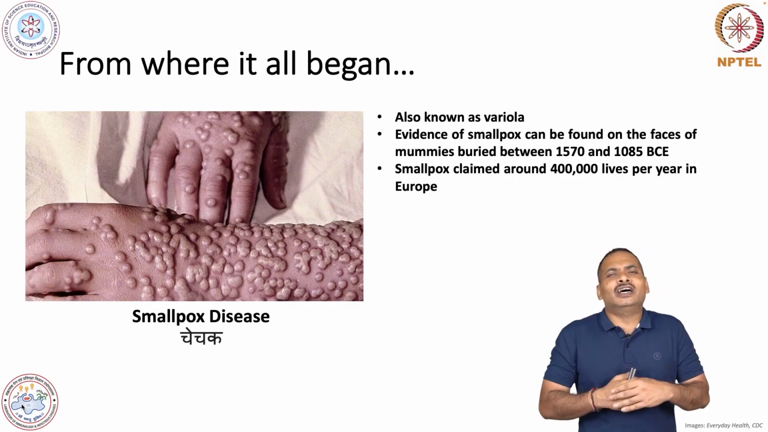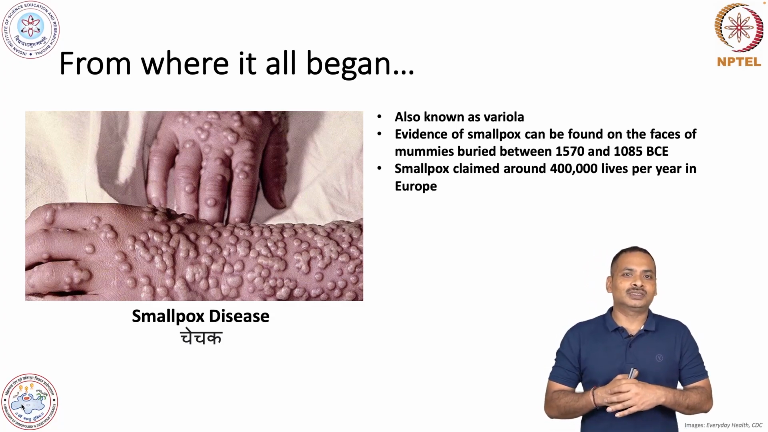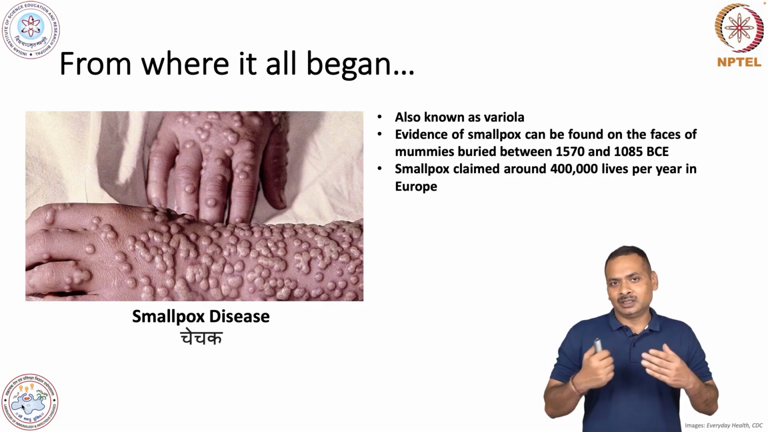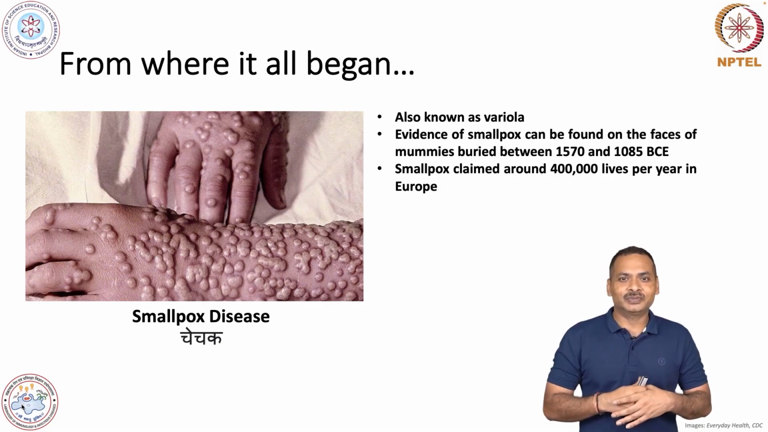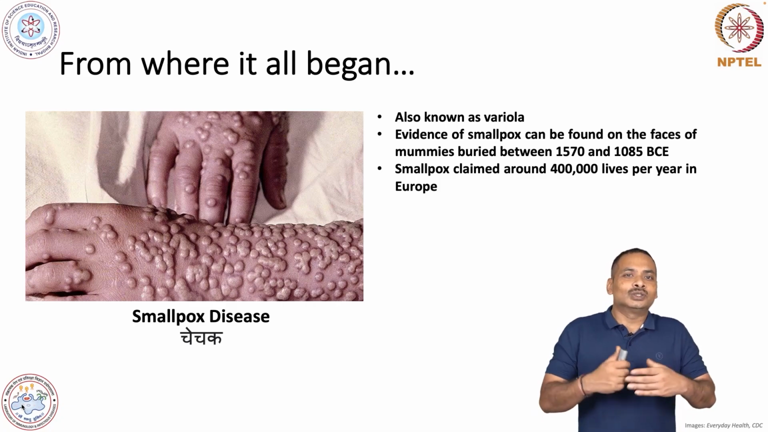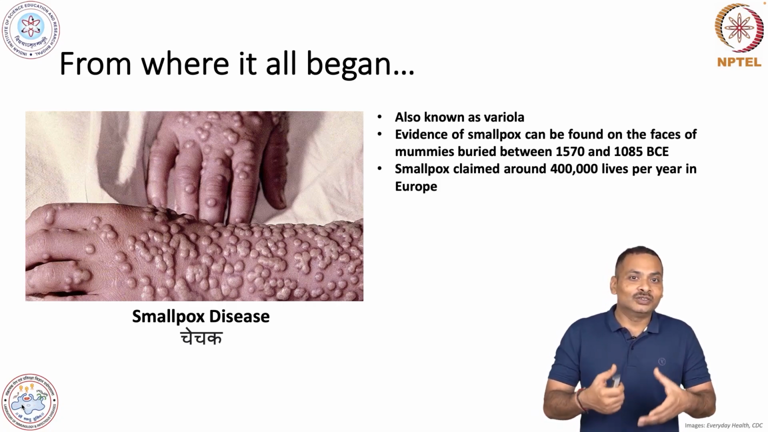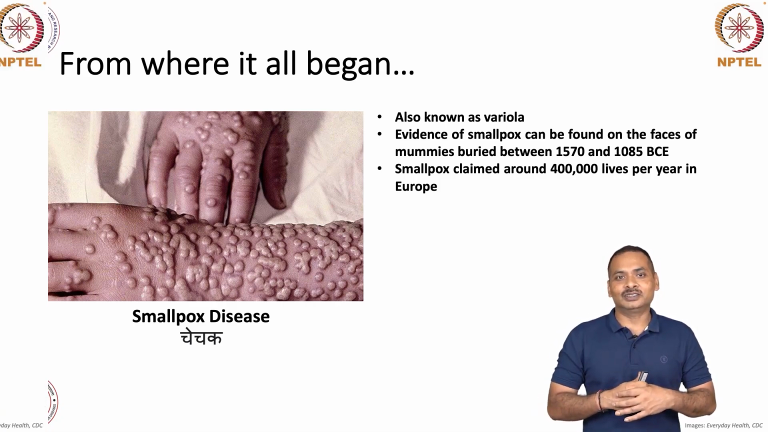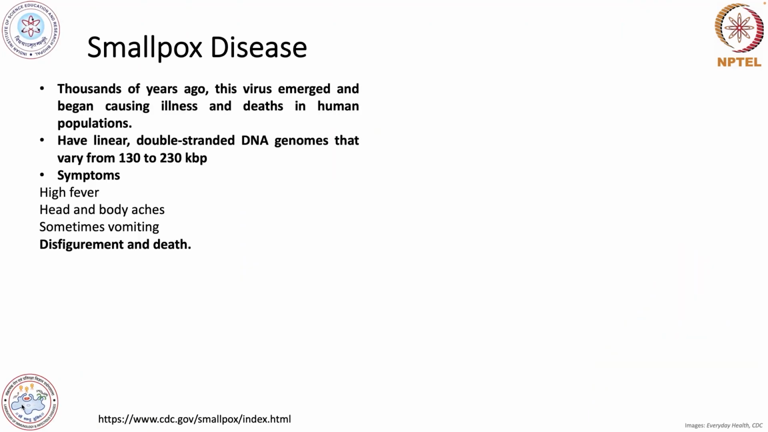But before that, I want to give a glimpse of the smallpox disease in light of current knowledge. Just a little information so that you will develop an interest, and then you will go through the history. Smallpox is a disease which started thousands of years ago. The virus emerged and began to cause illness and death in the human population. So it emerged and caused so many deaths.